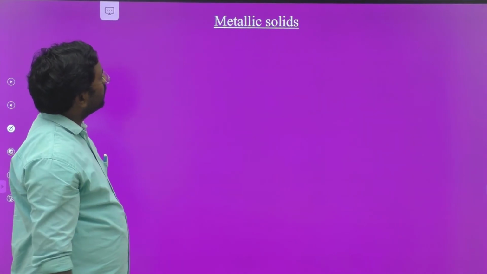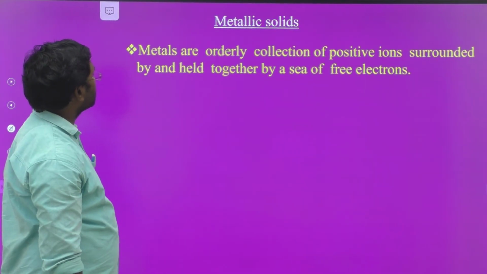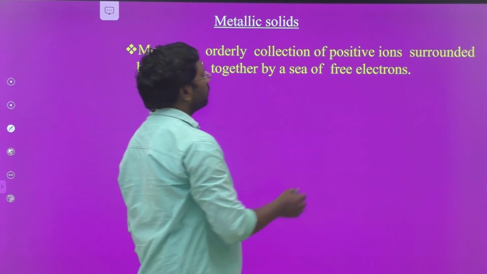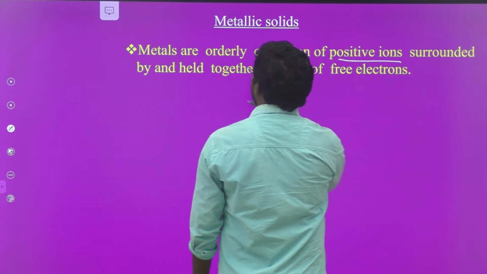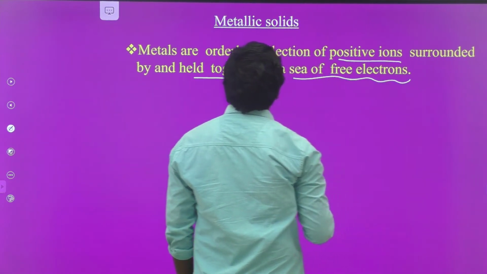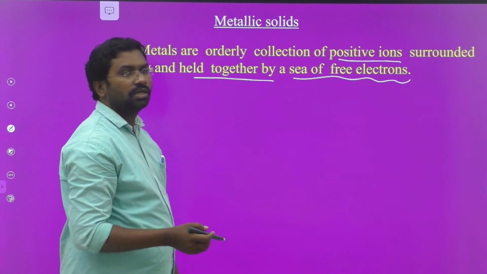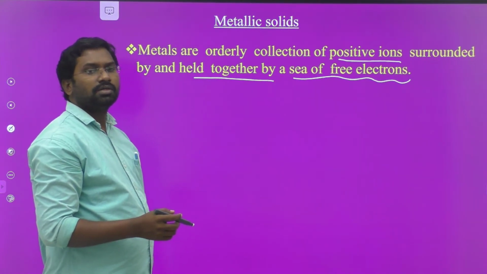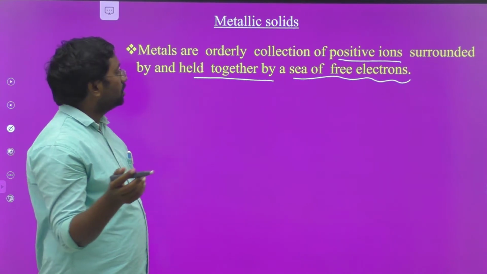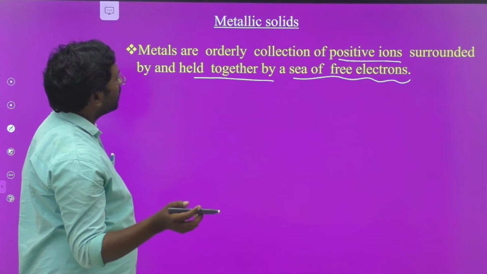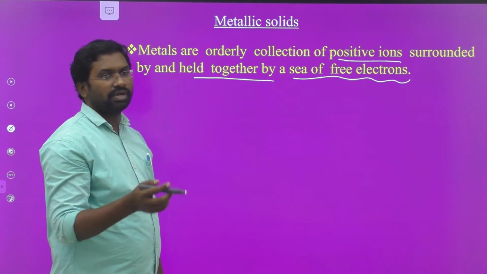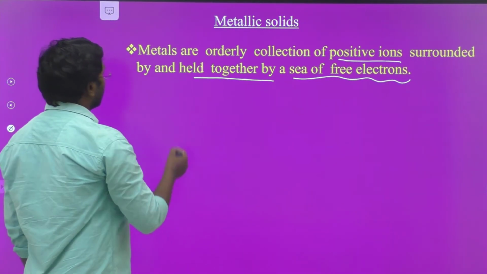Now come to the metallic solids. What are metallic solids? Metals are an orderly collection of positive ions surrounded by and held together by a sea of free electrons. A metallic solid generally consists of a metal. Metals always have positive charge due to the loss of electrons. These metal ions are surrounded by and held together by a sea of free electrons.